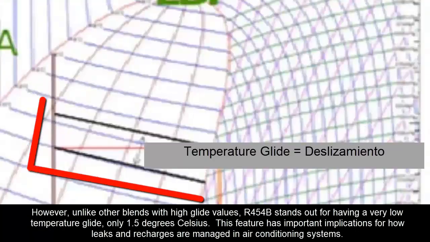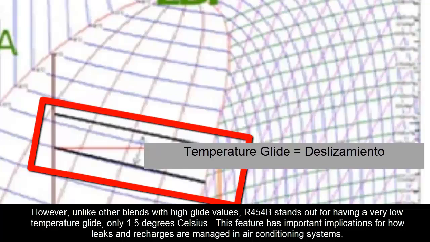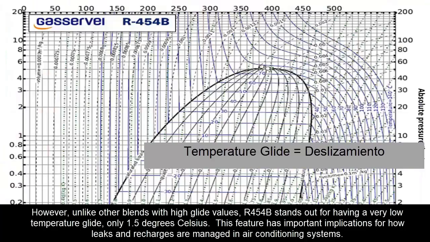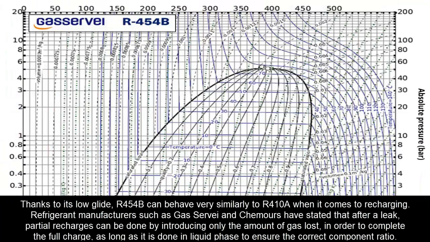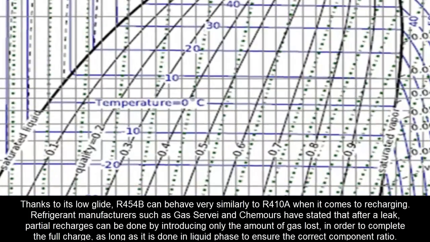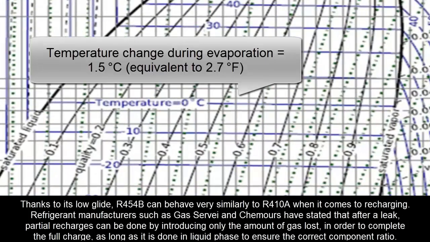However, unlike other blends with high glide values, R454B stands out for having a very low temperature glide, only 1.5 degrees Celsius. This feature has important implications for how leaks and recharges are managed in air conditioning systems. Thanks to its low glide, R454B can behave very similarly to R410A when it comes to recharging.